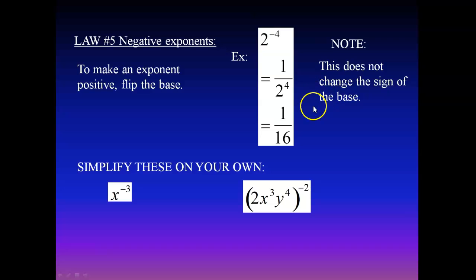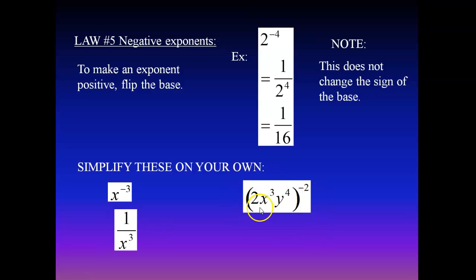That does not change the sign of the base. The common mistake is putting a negative in front of the entire fraction, and that's not true. You have to just flip the base. Now let's take a look at the next problem. X to the negative third power, flip the base. That will be 1 over x to the third power.